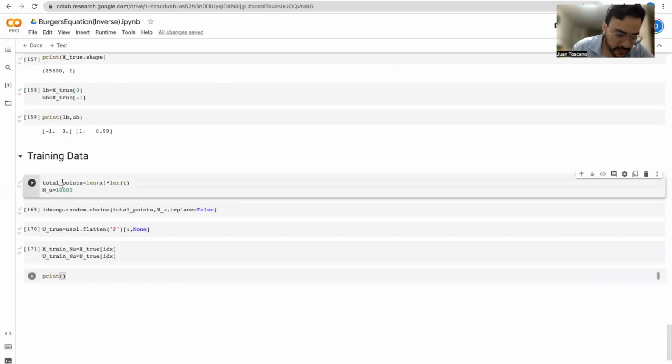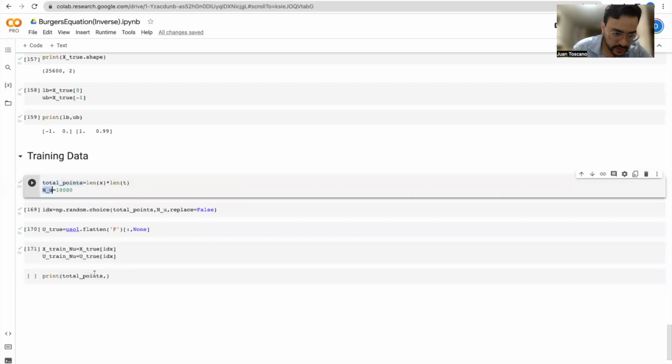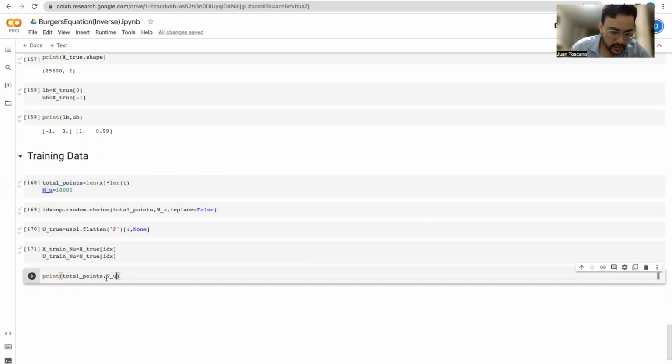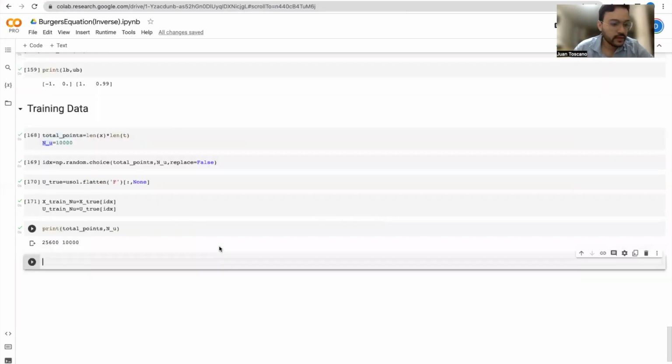The total number of points that we will have, and we will select N_u points. So the total number of points we had was 25,600, and we will pick 10,000 points. And now we're ready to train our neural network.